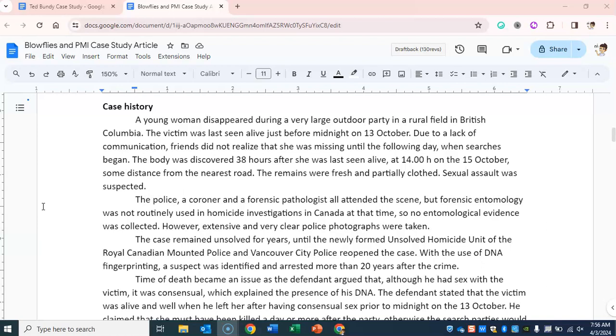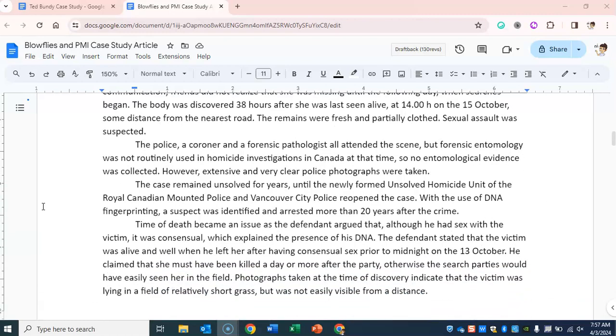The case remained unsolved for years, until the newly formed Unsolved Homicide Unit of the Royal Canadian Mounted Police and Vancouver City Police reopened the case. With the use of DNA fingerprinting, a suspect was identified and arrested more than 20 years after the crime.